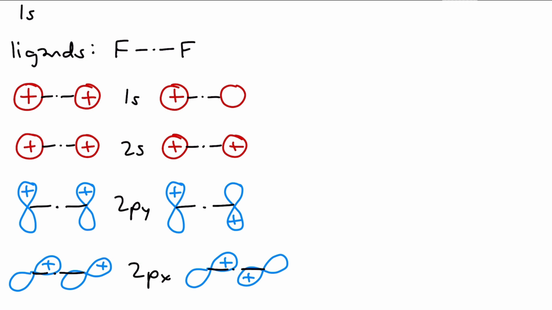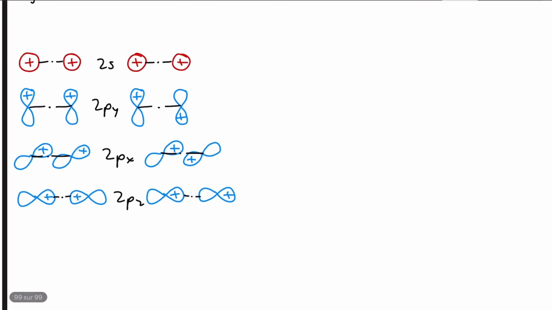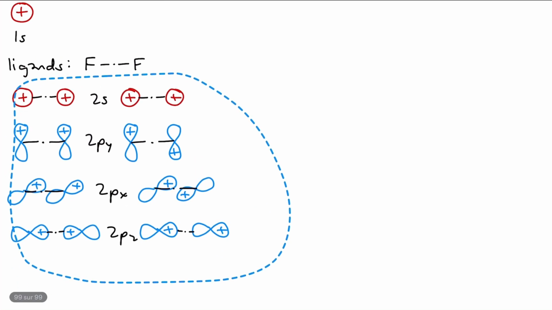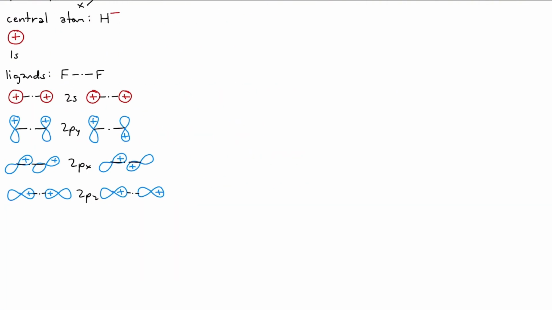Thing here is 1s of fluorine just doesn't interact anymore. We're not going to consider the orbitals that are not part of the valence electrons. So we can just delete 1s out of the way. We're just going to consider only the orbitals that contain the valence electrons. So we have 2s, 2py, 2px, and 2pz, right? These are the orbitals that contain the valence electrons and the 1s of the central atom.